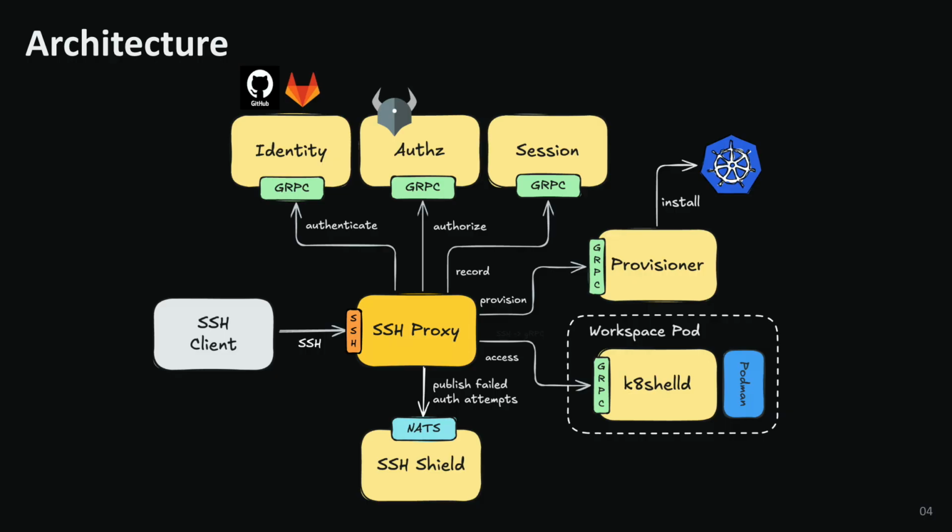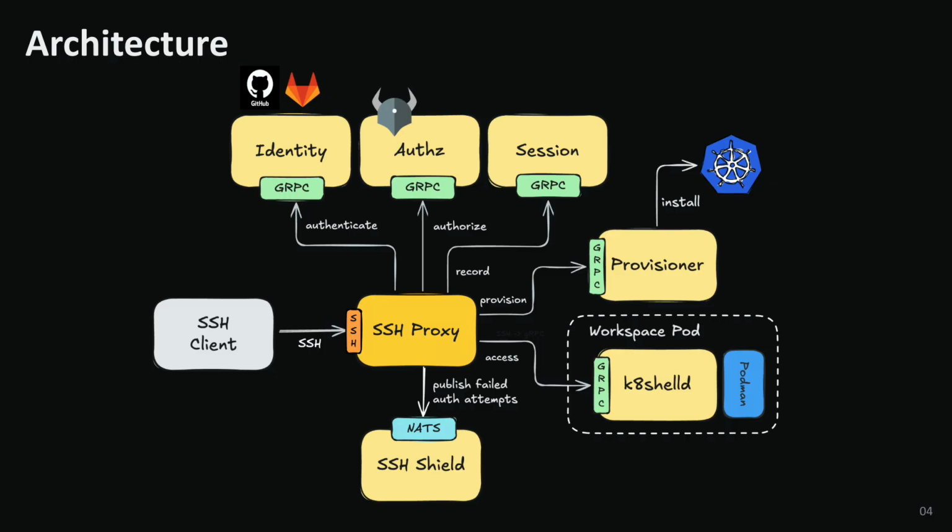Then, once the service is running and the workspace is started, we have the KHL daemon, which we built for that purpose. It is a lightweight process that is running as process number 1 in the container in the pod.